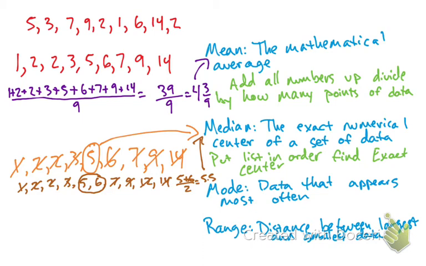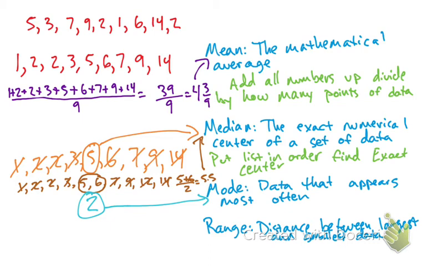Finally, we have our mode, and our mode is the data that appears the most often. I don't even really need to rewrite this list because I can simply look at the data that I have, and I'm looking for any numbers that appear more often than the rest of our data. That's pretty easy to see here. In this case, we end up with the number 2. Now, it is possible sometimes that you end up with more than one mode.